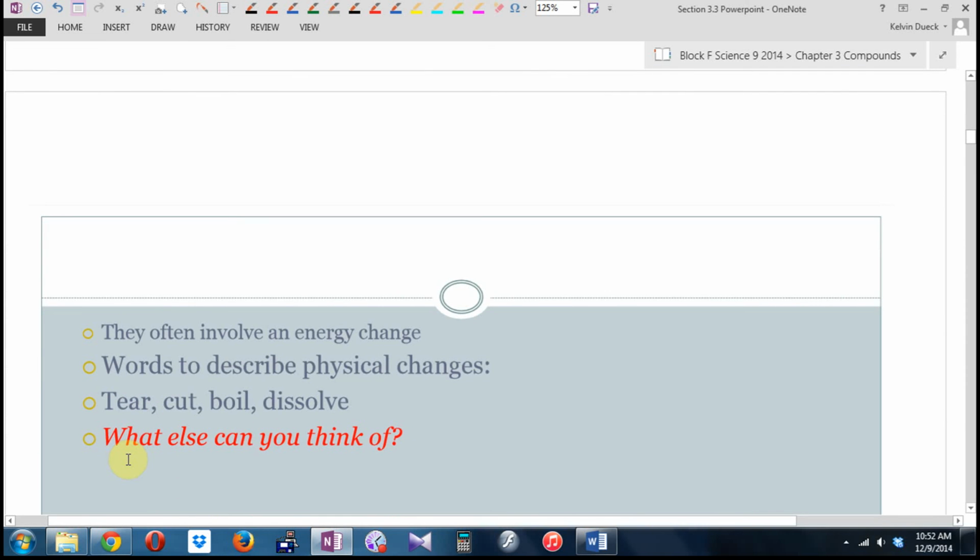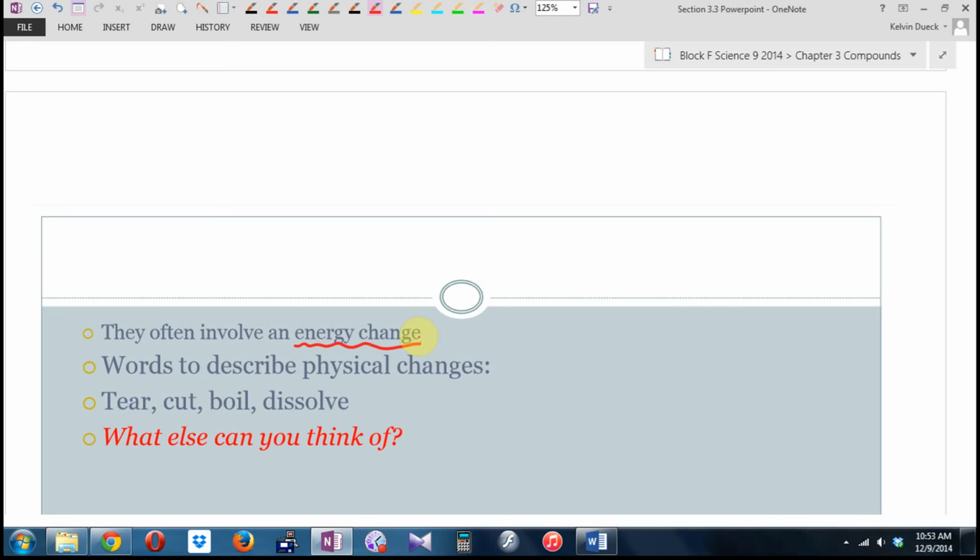They do often involve an energy change because in kinetic molecular theory, when you added or took away heat, that's how you made it solid, liquid, or gas, and that changes the amount of energy each of the molecules possesses, how fast they're moving.